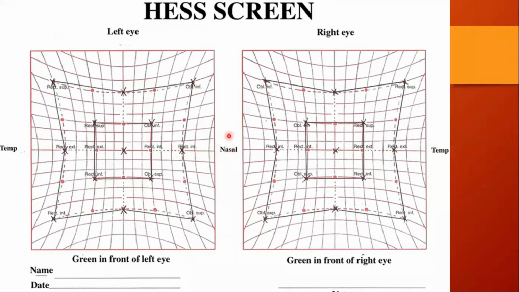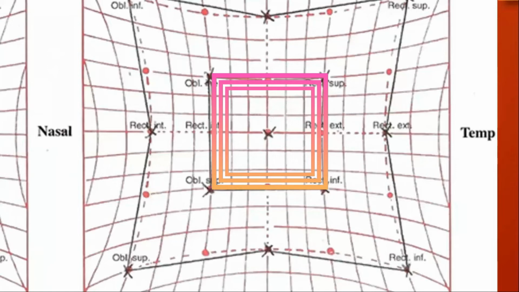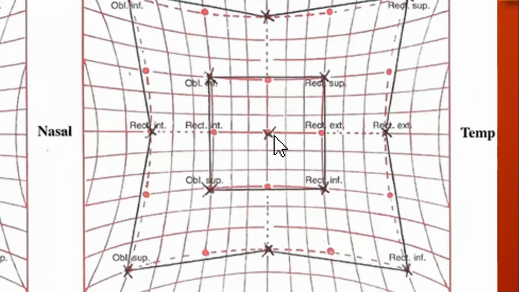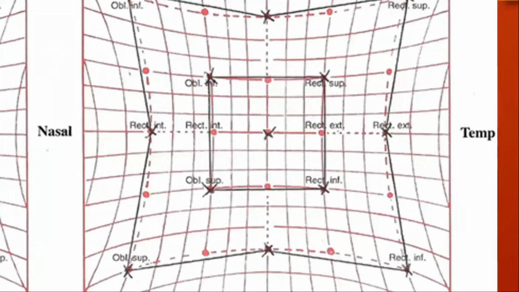So here is the nasal side, and this is the temporal. And this is a normal chart. Let's enlarge one. This is called the inner field. We have here in the center the fixating point. Every square is 5 degrees. So this point represents 15 degrees to the temporal side, and this point represents 15 degrees to the nasal side. So the calibration here is in degrees, not in prism.